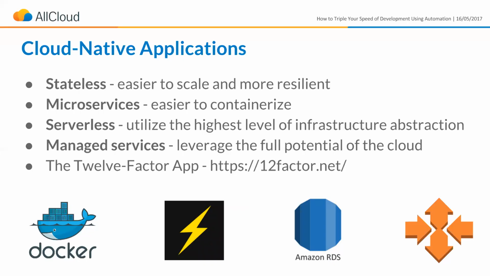Sometimes they could be serverless, and if your application is serverless, it allows you to utilize the highest level of infrastructure abstraction, whether it's Lambda in AWS or Google Functions or an equivalent. And cloud-native applications also utilize managed services whenever possible, because this is what allows you to leverage the full potential of the cloud. I highly recommend taking a look at 12factor.net. This is a website that was created by very smart people, and it outlines 12 principles that when followed, your application can be very close to cloud native or completely cloud native. So take a look at it.